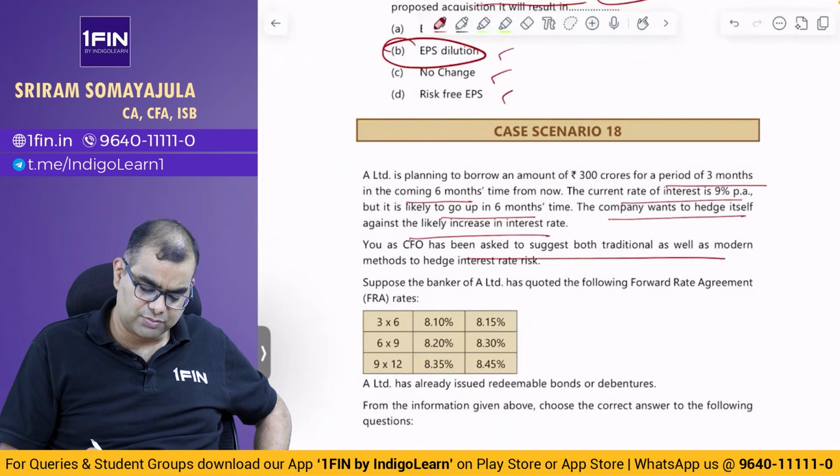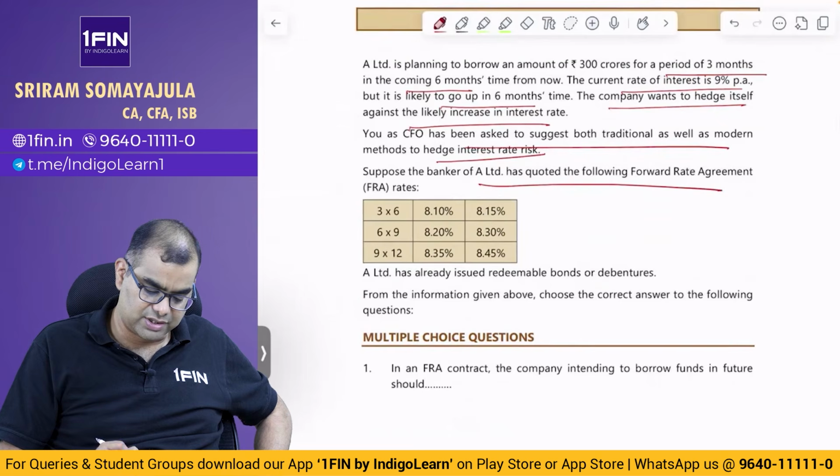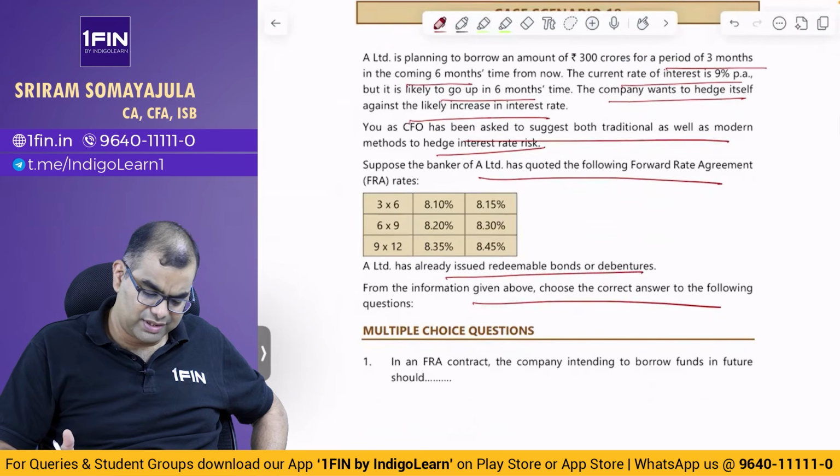Because the CFA has been asked to suggest both traditional as well as modern methods to hedge interest rates. Suppose the banker has quoted the following forward rate agreement rates. A Limited has already issued renewable bonds or debentures. From the information given above, choose the correct answer. What do you mean he has already issued?